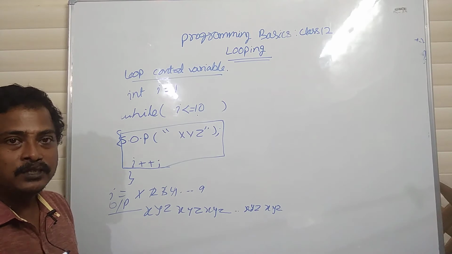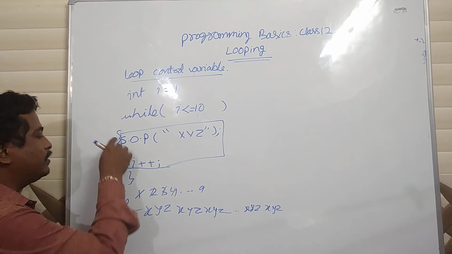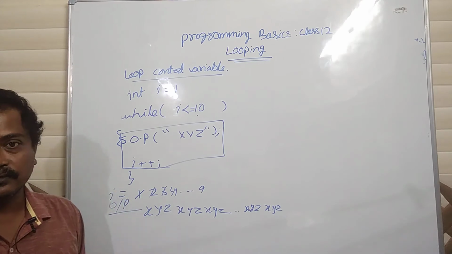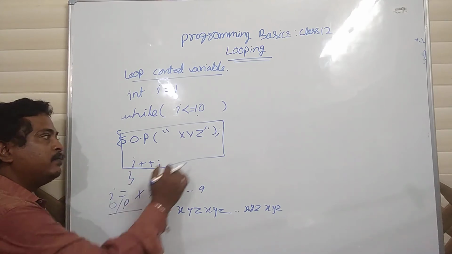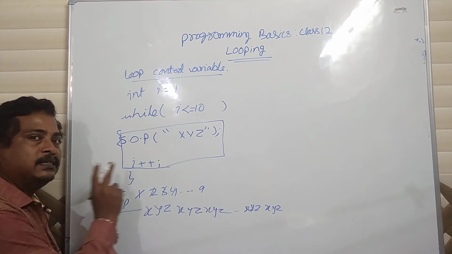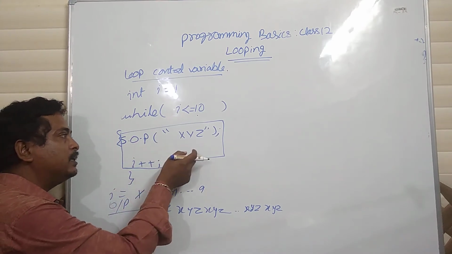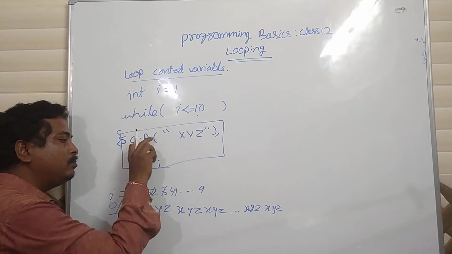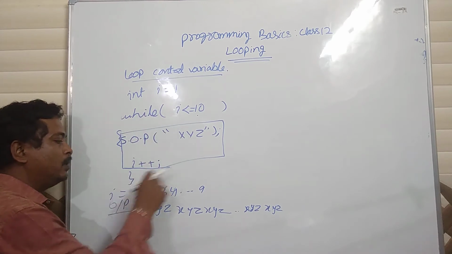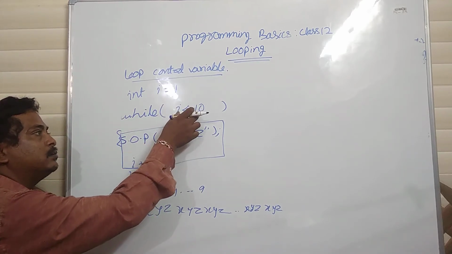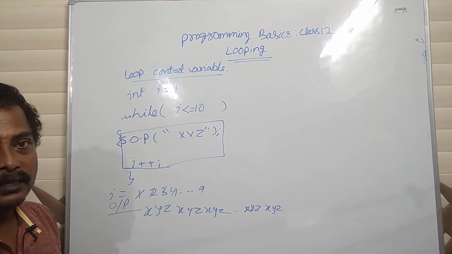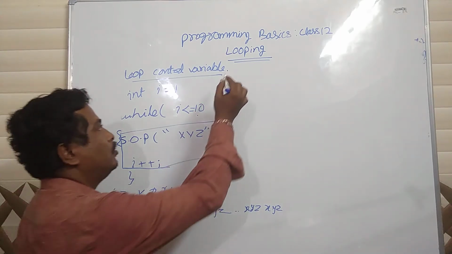In C, C++, Java, the block is kept inside curly bracket. In Python, it is controlled through indentation. Whatever it might be, if the block of the statement is there or a single statement is there, I need to execute it repeatedly. No need to write it repeatedly. Once I will write, I will put it in a loop and I will give a condition. Up to that condition, it will be executed. That is the concept of looping.